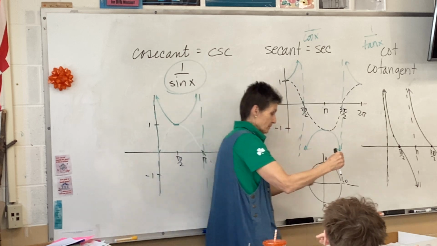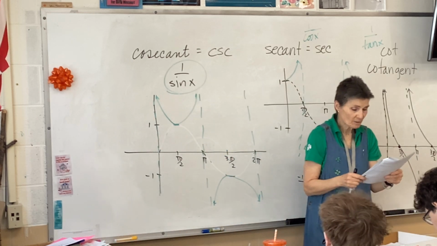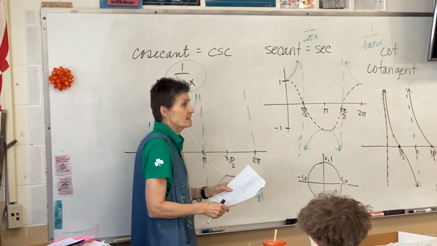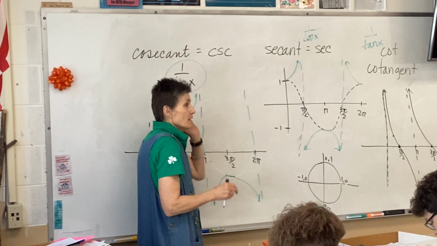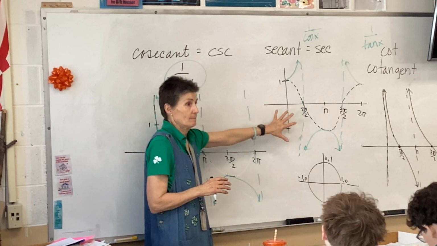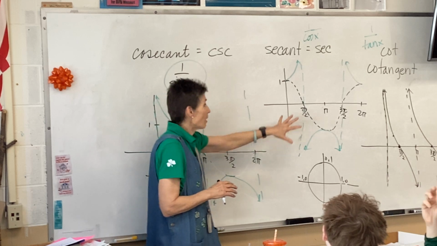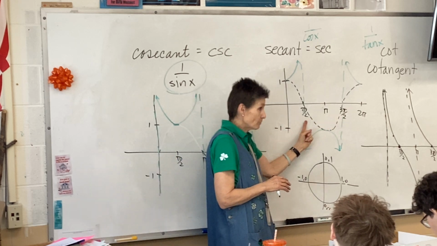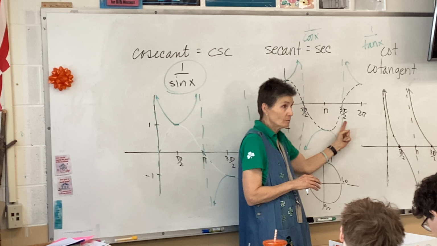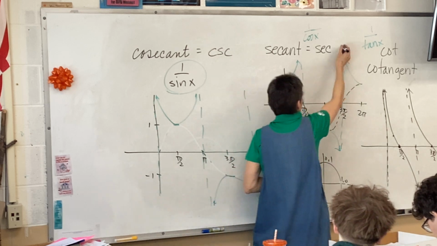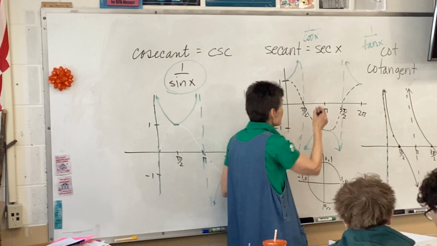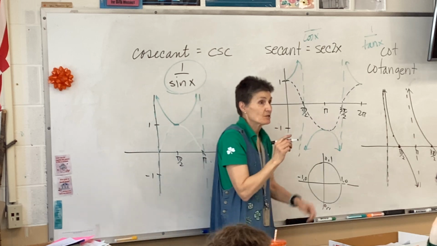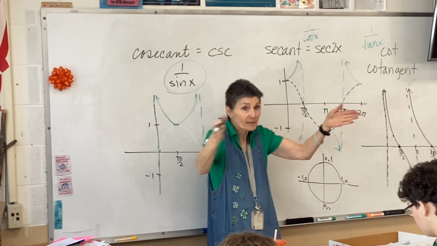Example 1. We're in our notes. Which of the following is a vertical asymptote of 3 secant 2x? Now, here's our secant. Where are the vertical asymptotes in the secant? They're at pi over 2 and 3 pi over 2. Now, this is secant x. What happens when I put a 2 in there? It divides the period.